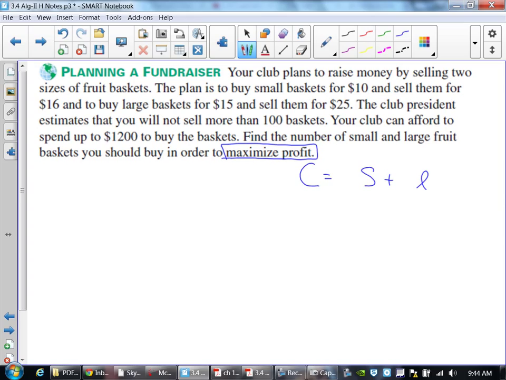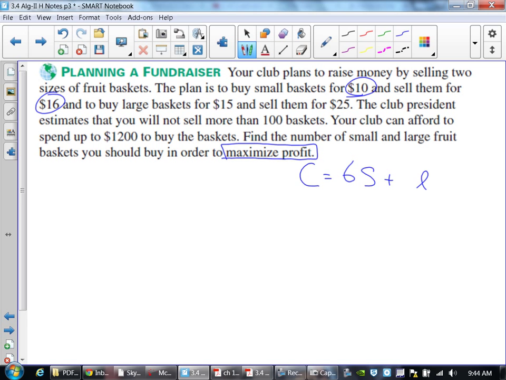They make their profit. It's 6 and 10 for your profit there. Everybody see how they're getting that? You're buying it for 10, but you're selling it for 16. So how much do you make on every small basket? $6.